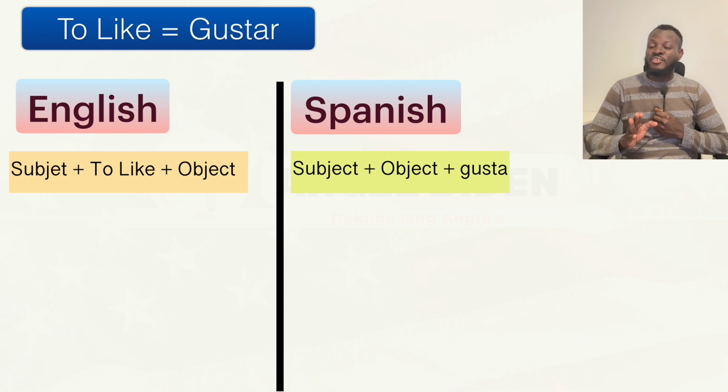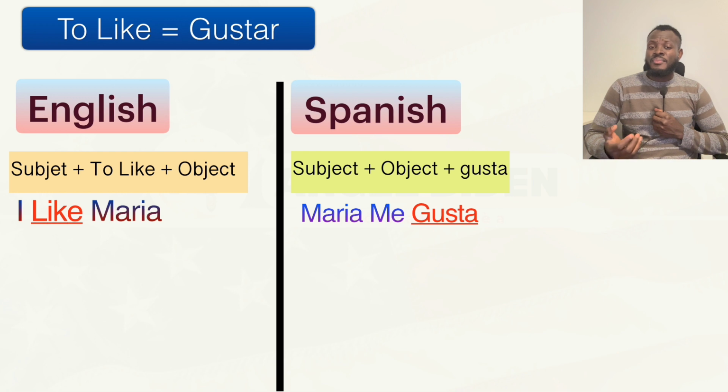But now you're going to have to use a preposition. A, as in a somebody. Okay, now we're having names here. I like Maria. Maria me gusta. Don't say Maria, no. Maria me gusta.